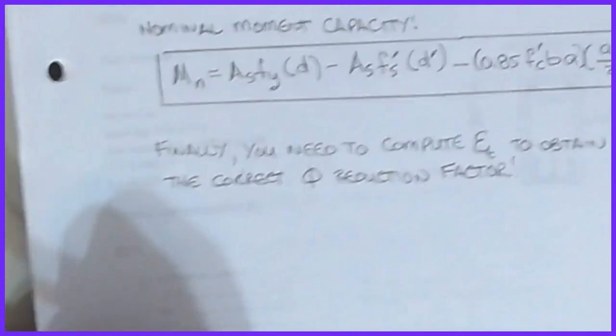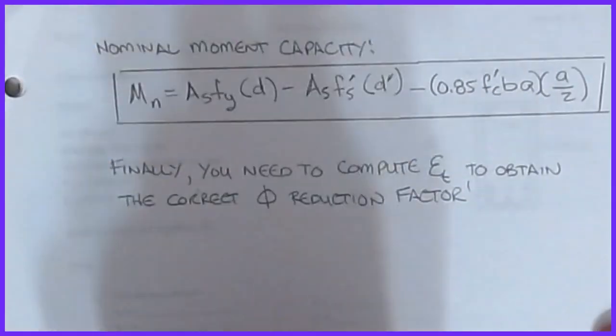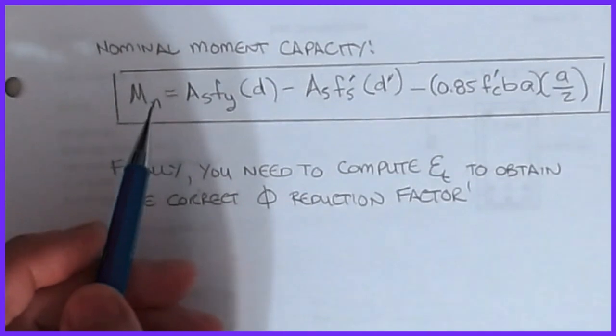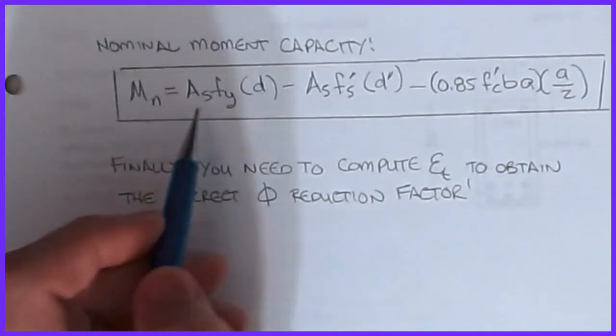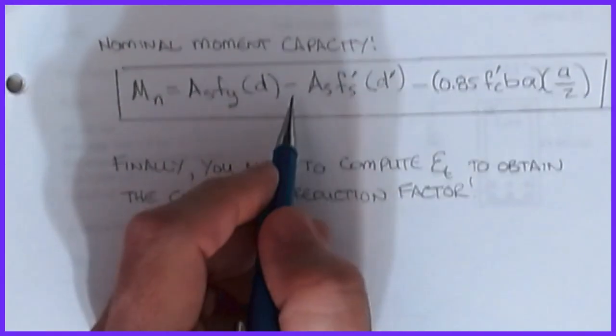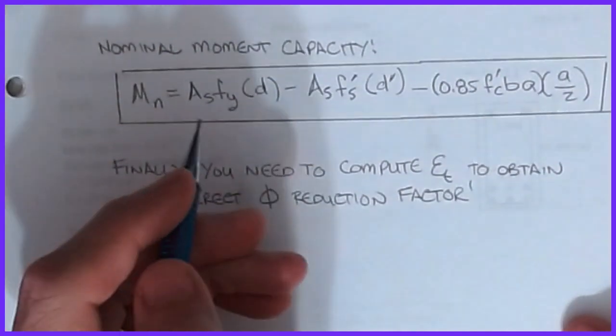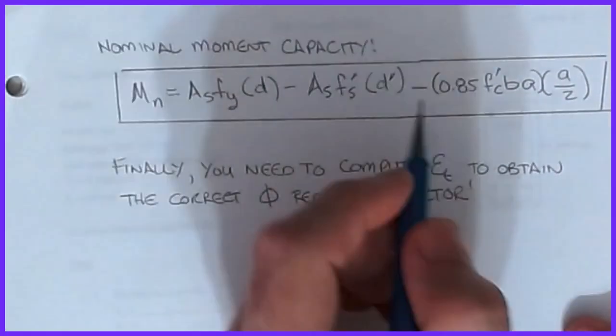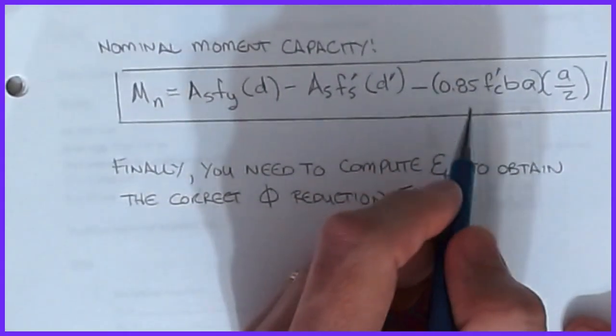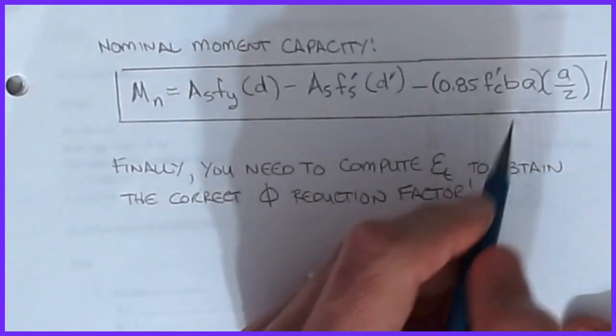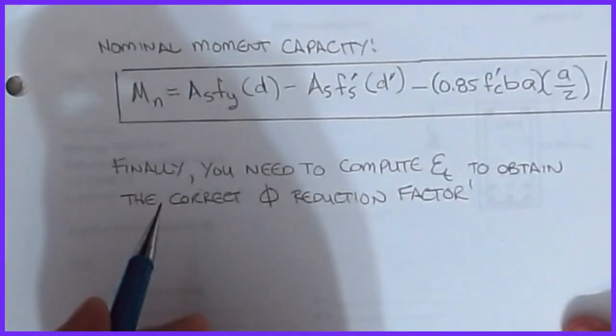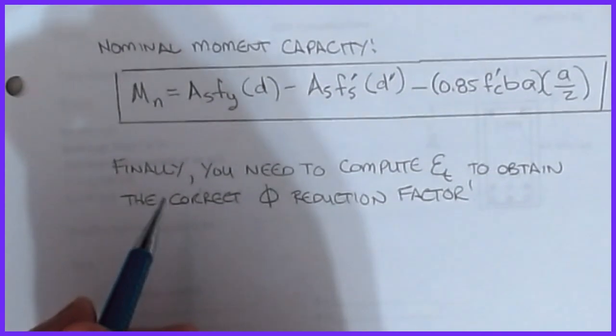So finally, once you've gotten all that down and you've got your A locked in and you've figured out which case you are, the general nominal moment capacity equation for a doubly reinforced beam looks something like the following. It's AsFy times d minus As Fs prime times d minus d prime minus 0.85 f prime c b a times a over 2. And that will get us our result for there.